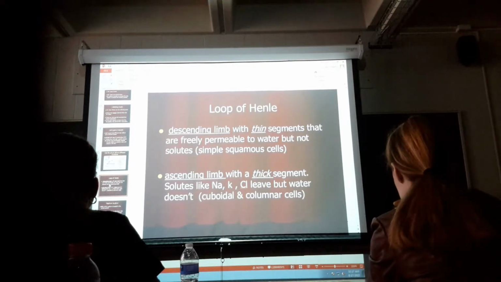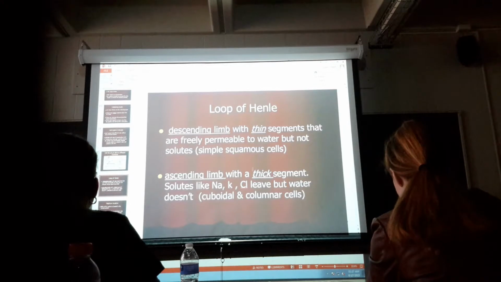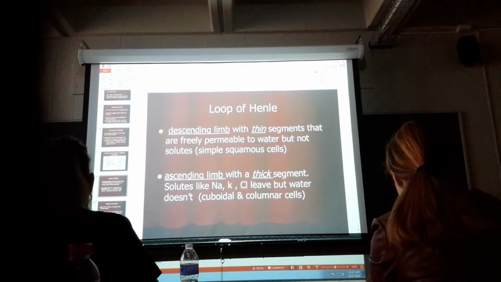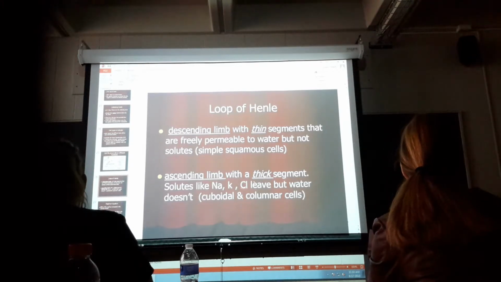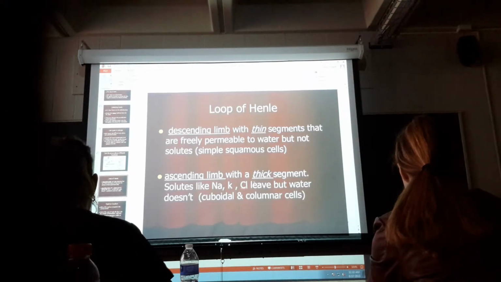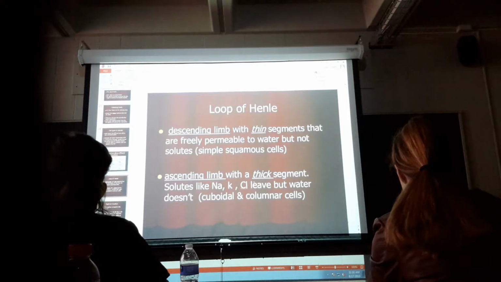Then when you turn the corner, we go up. That section is thicker because we're moving solutes through it. So sodium, potassium, chlorine, whatever it might be, they're going to move up through the ascending loop. Water is not permeable on the ascending. It's staying stuck in the tube there. It's stuck in the loop. It can't get out. And we're going to see different kinds of cells here to allow for solids. So we're going to see like cuboidal and columnar instead of diffusion of water, which would be simple squamous.